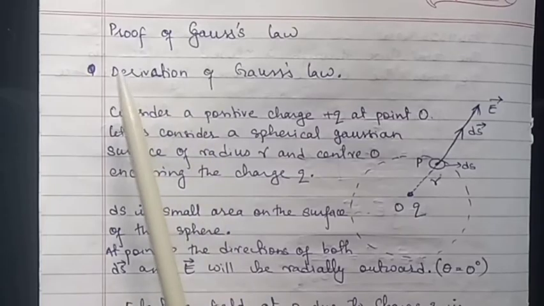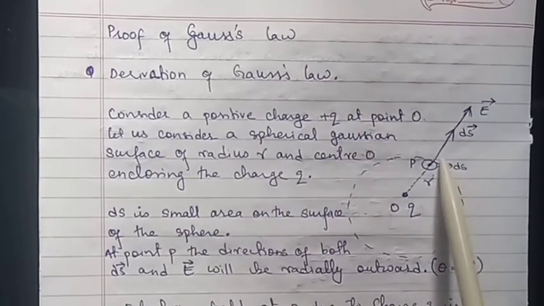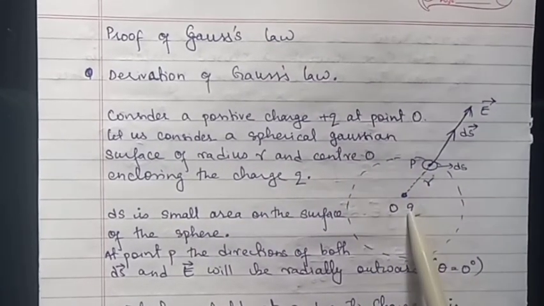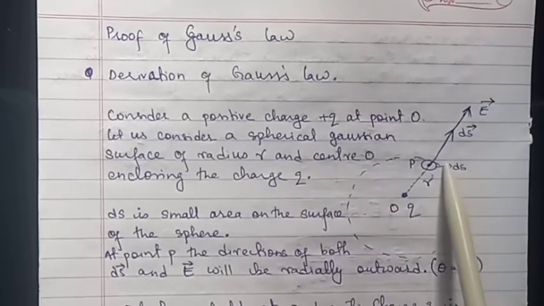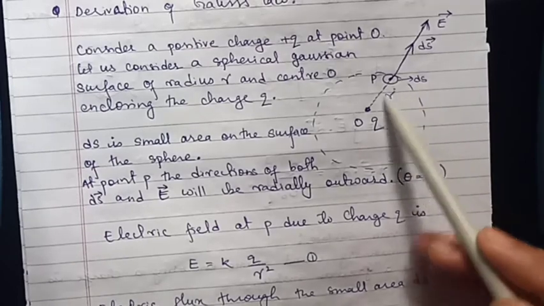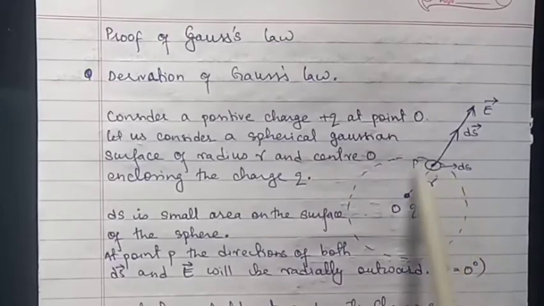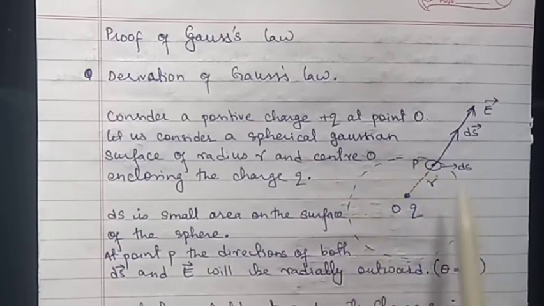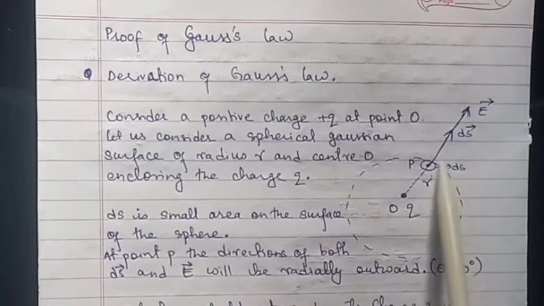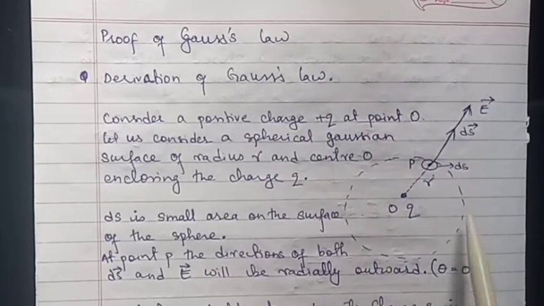Now we will prove, or derive, Gauss law. In order to derive the Gauss law we take a charge and outside the charge we consider a Gaussian surface, and the radius of this Gaussian surface is small r. Gaussian surface is nothing but an imaginary closed surface. So this is the charge and we are considering an imaginary spherical Gaussian surface. Q is the charge inside.